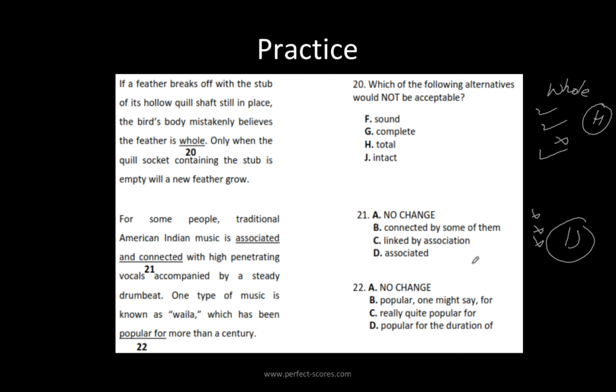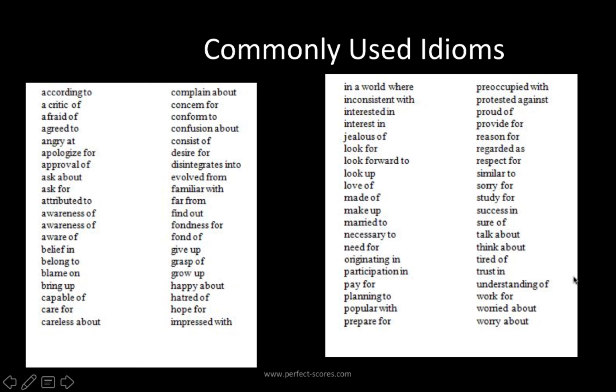The number 22. One type of music is known as Vela, which has been popular for more than a century. Now, you don't need, one might say, you don't need really and quite. You don't need popular for the duration because we already know century is a time duration. So the answer is going to be A. So those are the questions based on wordiness.